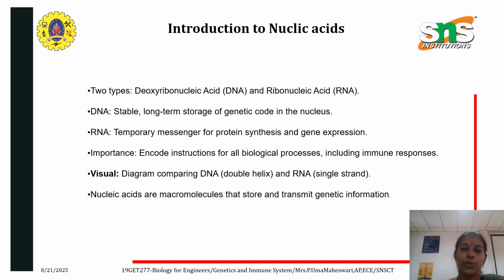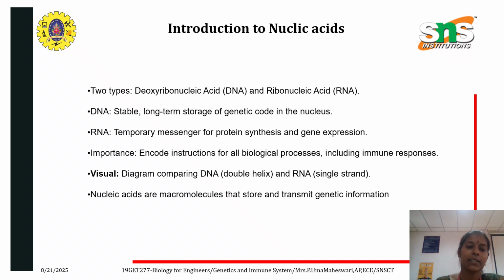The introduction to nucleic acids. Nucleic acid has two types: one is DNA and the next one is RNA. The DNA is the stable, long-term storage of genetic code in the nucleus. The RNA is a temporary messenger for protein synthesis and gene expression. The importance of this is that it encodes the instructions for all the biological processes, including the immune responses.